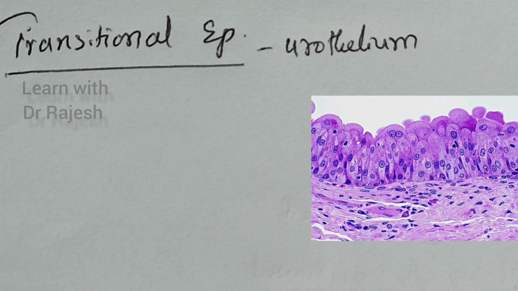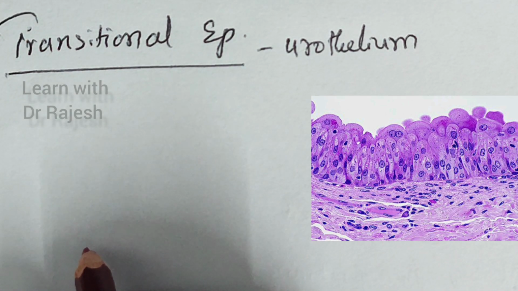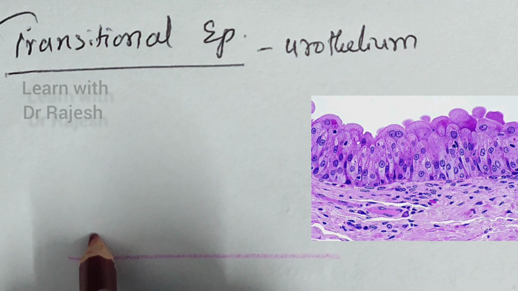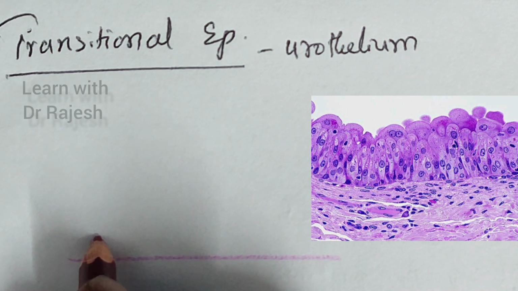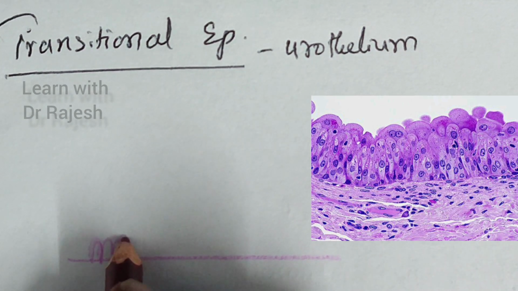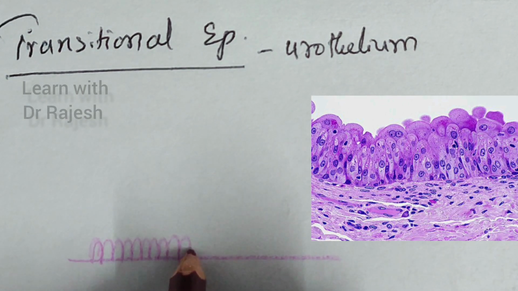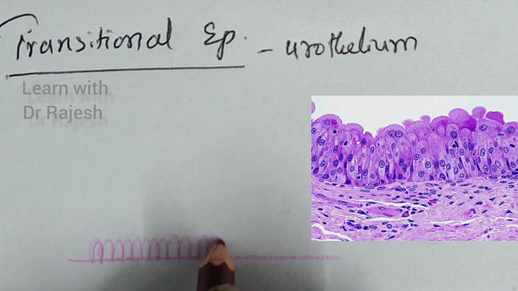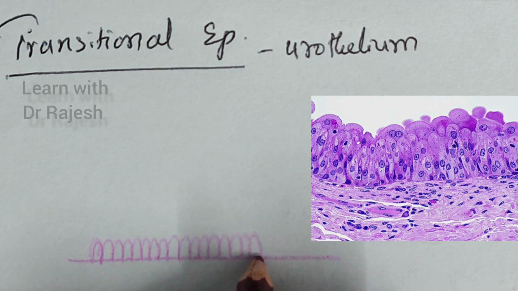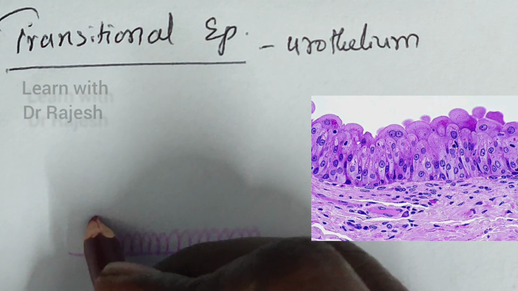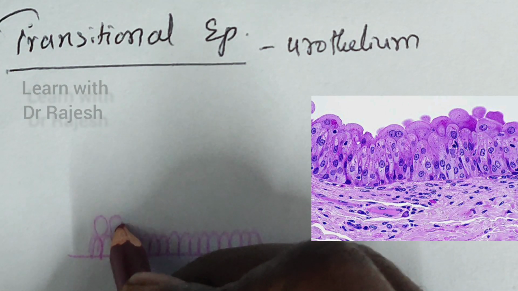So what is the arrangement of this epithelium? Just like how we drew the stratified squamous epithelium, here also there will be a basement membrane followed by tall columnar cells. So the basal layer will be columnar cells. Followed by columnar cells, the next layer will be globular cells or pear-shaped cells. The cells will be pear-shaped, something like this.